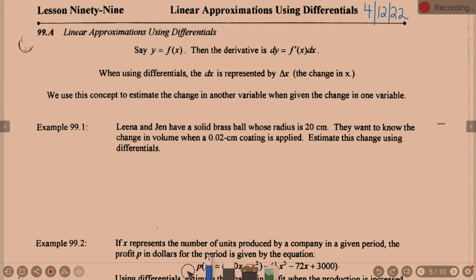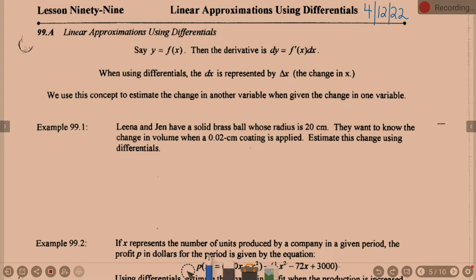Lesson 99, linear approximation using differentials. Very similar to what I would think of as related rates problems. Related rates when we're talking about rates and a change in rate over time. So we use related rates, we take derivatives, all of that.